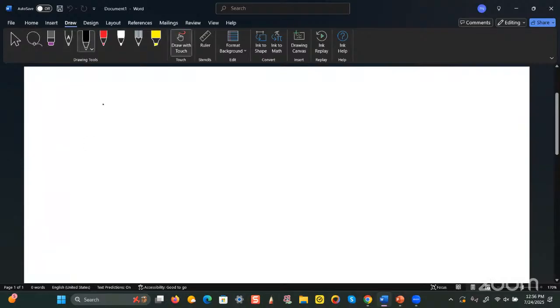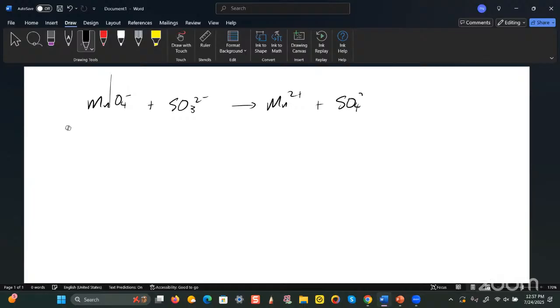Okay, so I'm just going to make up an example. I don't know what the final answer is going to be. But let's say you're given MnO4 minus plus SO3 2 minus to give Mn2 plus and SO4 2 minus. All right, I'm not even saying that this reaction will work in practice. This is just an exercise I've created so that you can understand how to do the steps.